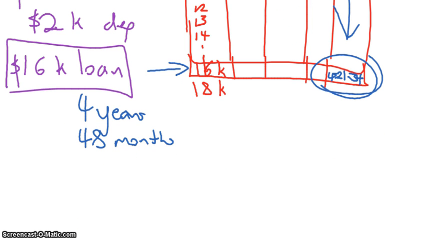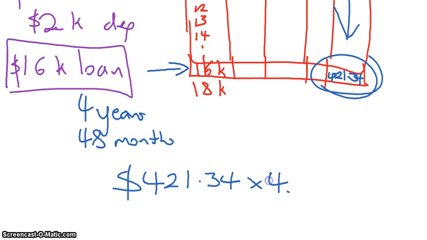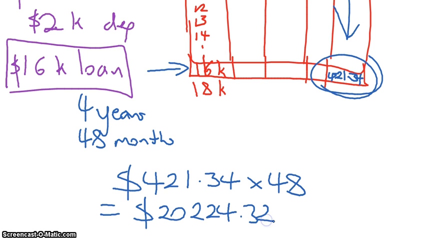So you now know, bingo, you've got 421.34 times 48. And that will tell you how much he pays on the loan in total. Do you need a calculator? Except the people doing the exam? No, because that table already has done all the interest for you. There's one more step, but let's get this answer first. 20,224 and 32 cents. Now that's how much he paid back on the loan. Cool? Everyone happy with that?